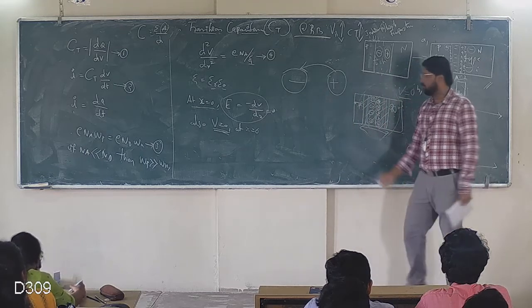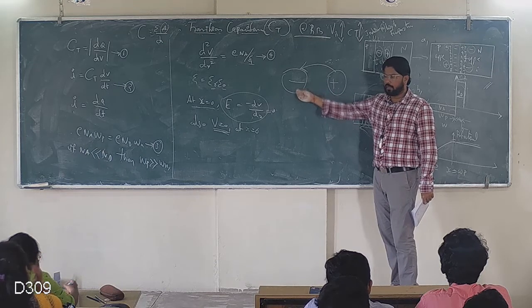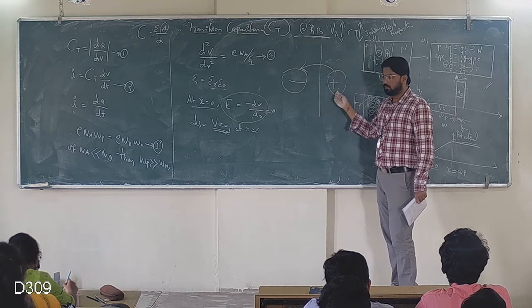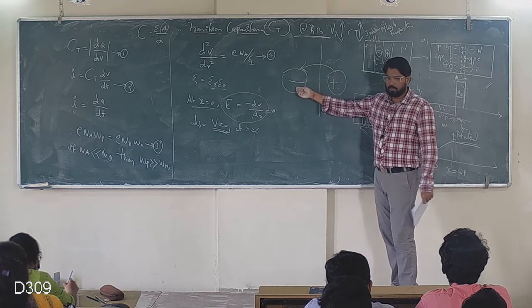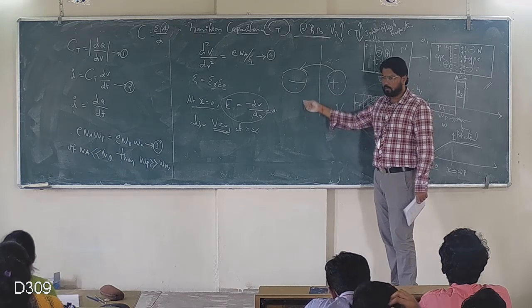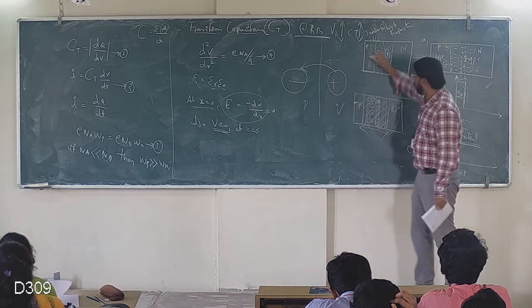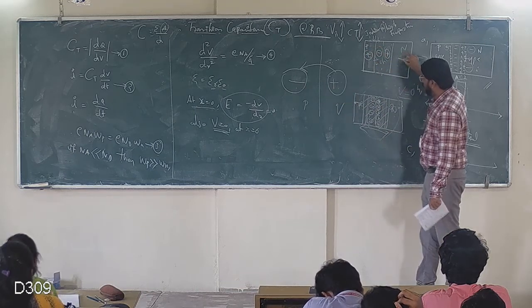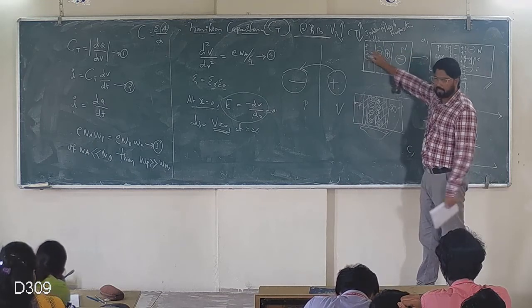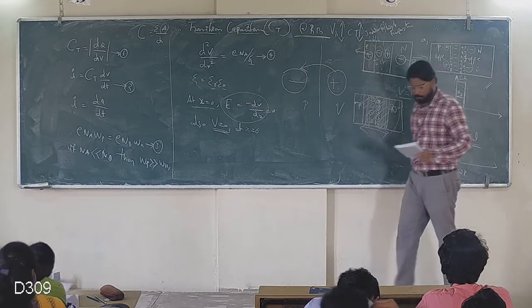So the flux starts from the positive ion and terminates at the negative ion. Where is the flux? From positive to negative. Positive is located in the N region, negative is located in the P region, because these two are ions. And what is this? Charge. Majority carriers are moving away from the junction.